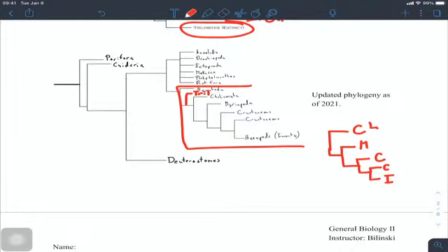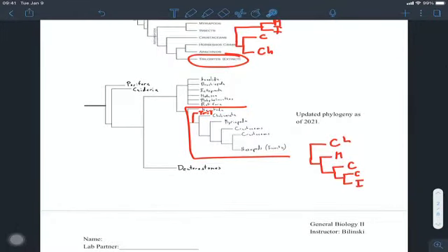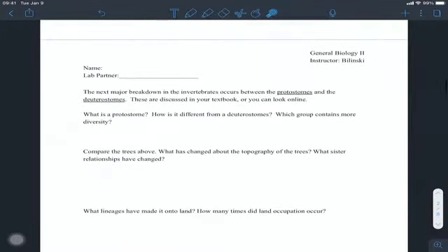Now, of course, a lot of these lineages are over 400 million years old. They have been around on planet Earth for an epic amount of time. And so it can be kind of hard to trace these branches that broke off from one another so long ago. So with that, I hope that y'all can go through and answer these questions in the lab.